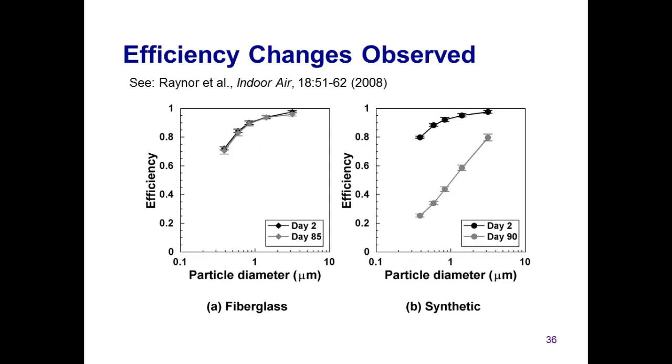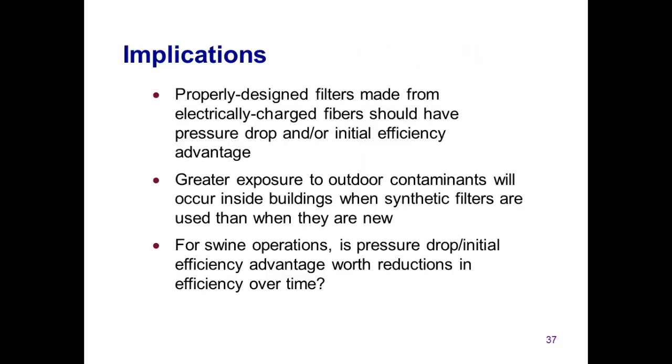Data for changes in efficiency over time showed similar differences between the fiberglass and synthetic fiber filters as in the other study. The fiberglass filters showed essentially no change in efficiency between day 2 of use and day 85 of the test, whereas the electret filters made from synthetic fibers exhibited very large efficiency decreases between day 2 and day 90 of the test. Important implications of these studies are that properly designed filters made from electrostatically charged fibers should have a pressure drop and/or initial efficiency advantage. This is an important advantage for electret filters.